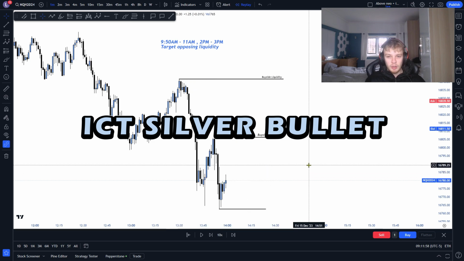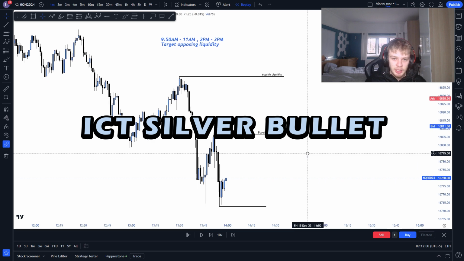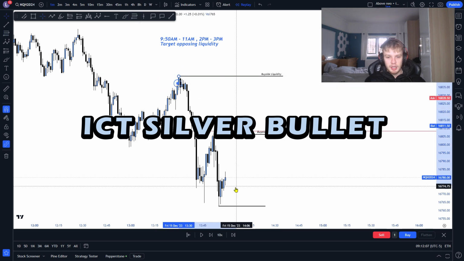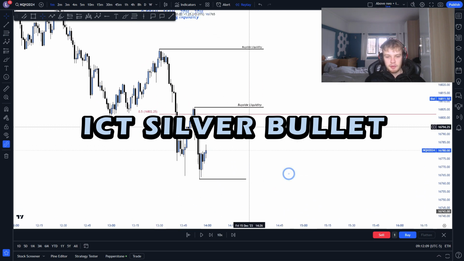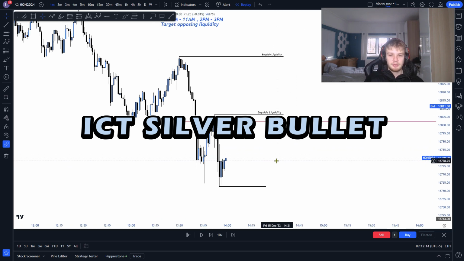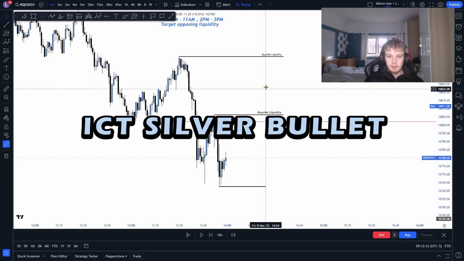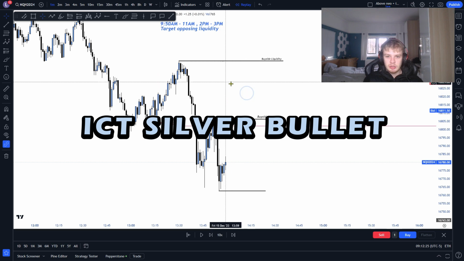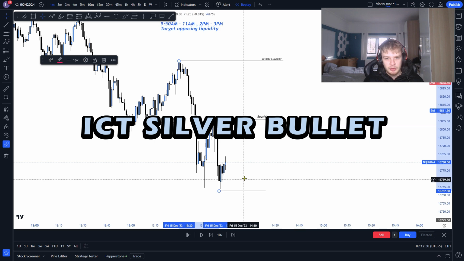Another reason this is quite good is if you use premium and discount. If you're unfamiliar with premium and discount, all you want to do is get your Fibonacci tool, mark out a swing high and a swing low, find 50% of the range, then anything in the discount, you want to be looking for buys. If you find things in the premium, you want to be looking for sells. So if price is above this 50% Fibonacci, we are going to look for sells. If price is below this 50% Fibonacci, we're going to look for buys.